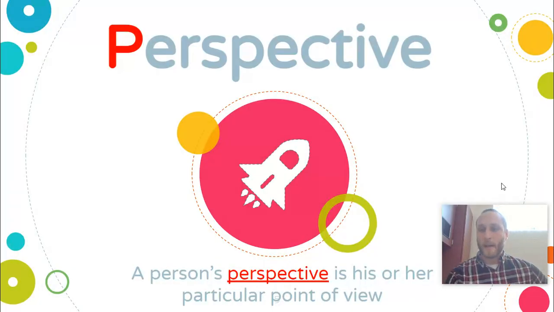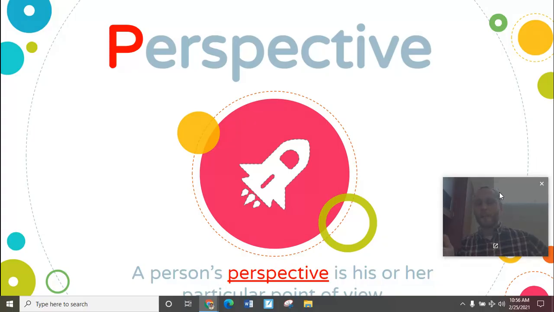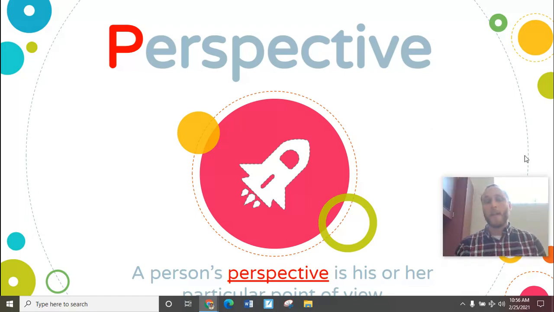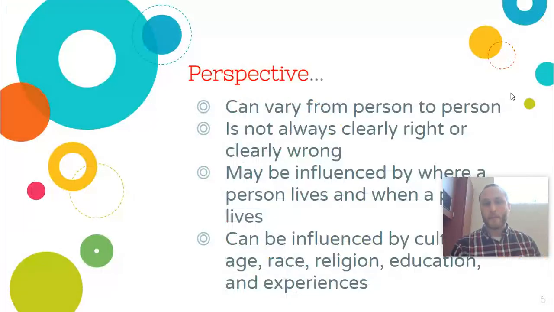So if you look down here at the bottom, perspective is a person's particular point of view, right? So if that is your perspective, the way I see something might not be the same as the way somebody else sees something, but that's what perspective is all about, right? So perspective can vary from person to person.